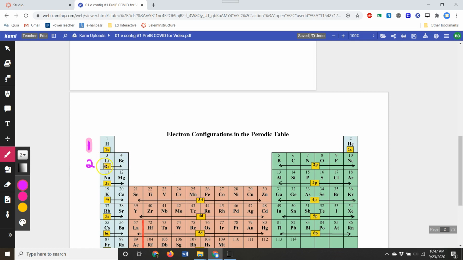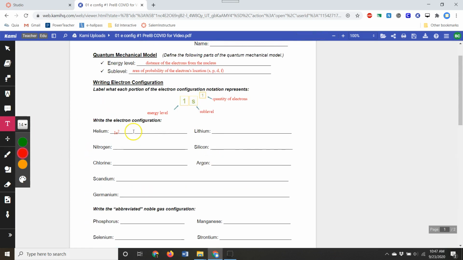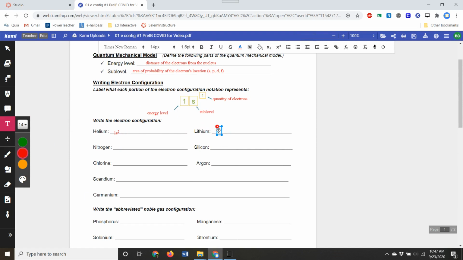We're in the S sublevel, and how many squares do we count over to get to lithium? 1. Now, whatever our superscripts are, they're going to definitely need to add up to 3. So let's go back to our examples. We're going to write 1s2, and then we're going to write 2s, and then the number of squares we counted over was 1. All right, let's try another one. The next one is nitrogen.